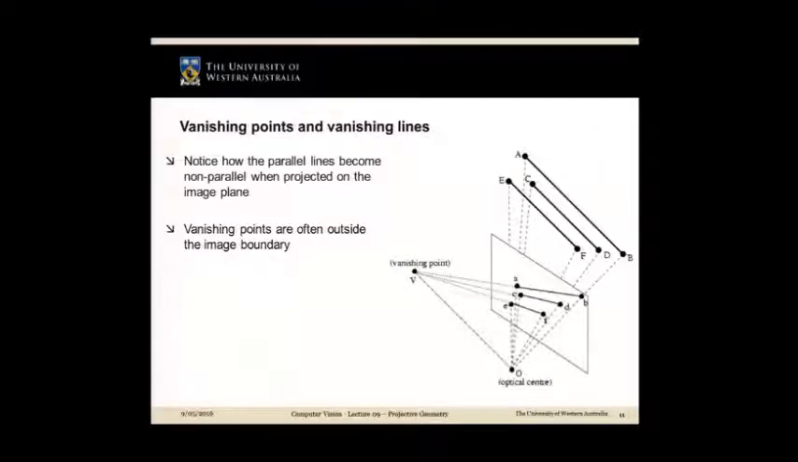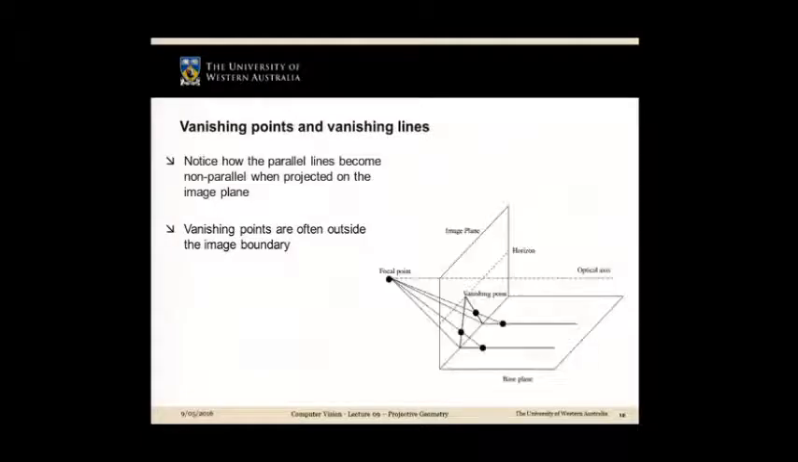And yeah, vanishing points are often outside the image boundary. Now this one is a more obvious example. Just think about a jetty. You have a jetty there and you're taking an image of the jetty, and the projection of those lines will appear on the image plane the way they have been shown here, right? So the two parallel lines will appear to converge at one particular point in your image plane, right? Any question on that?